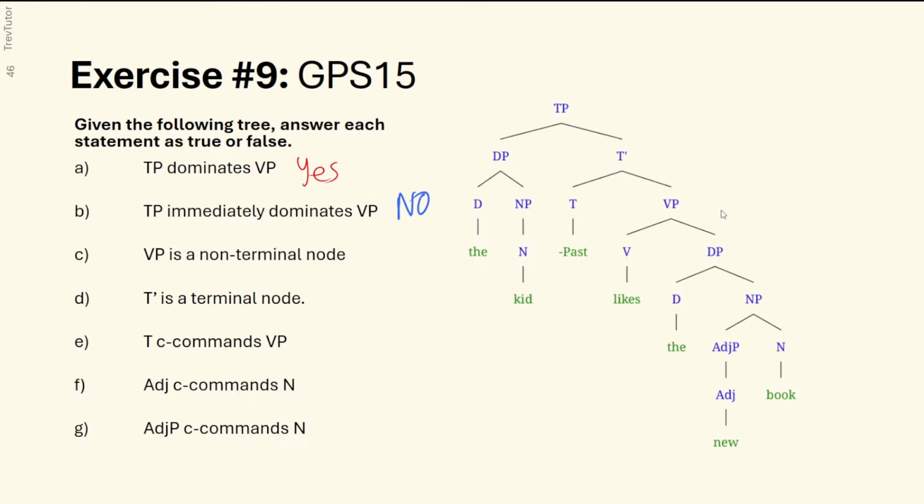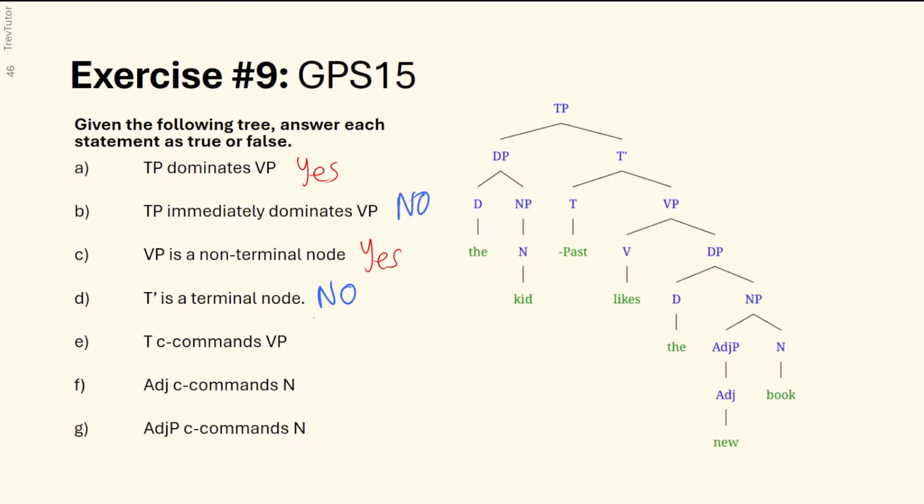Okay, C, VP is a non-terminal node right here. Is it at the bottom? Does it have no children? Well, it has children. So yes, it's a non-terminal node. A non-terminal node will have children. What about D, T-bar is a terminal node? Well, this one has children too. So that means that T-bar is non-terminal. Therefore, no, it is not a terminal node.